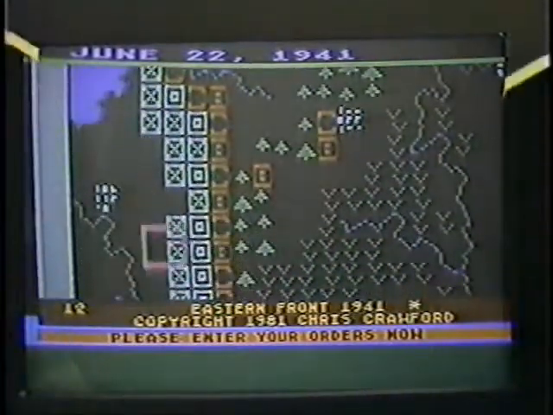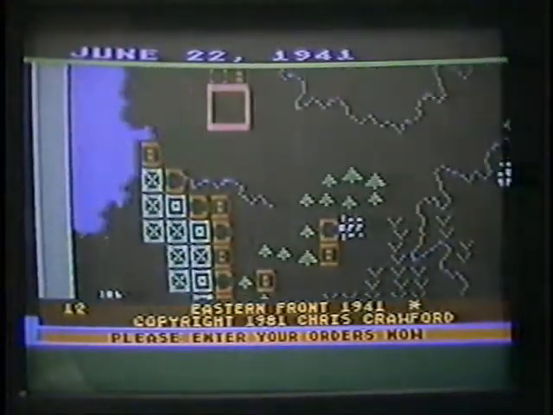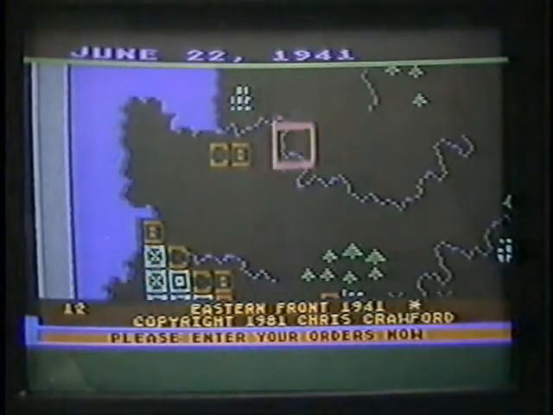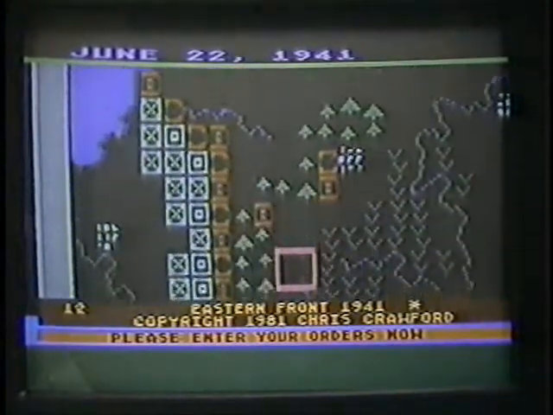Eastern Front is a war game, and with any game, really, it's very hard to separate the educational from the recreational.